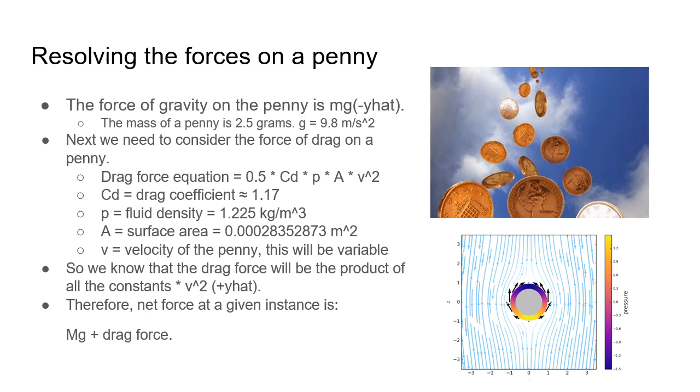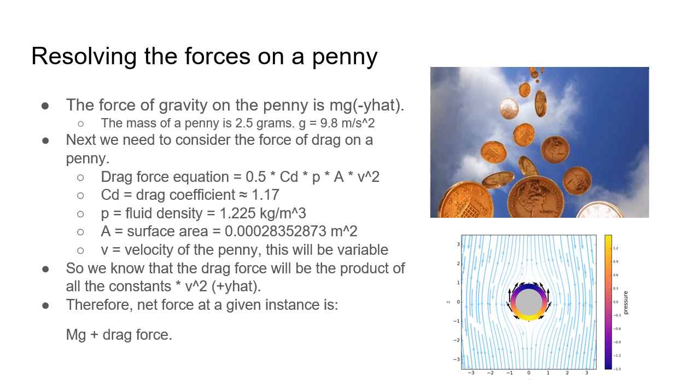So our first step is going to be to resolve the forces acting on the penny. So the force of gravity on the penny is just the mass of the penny, 2.5 grams, times the gravitational constant. And it's obviously going down in the negative y-hat direction.